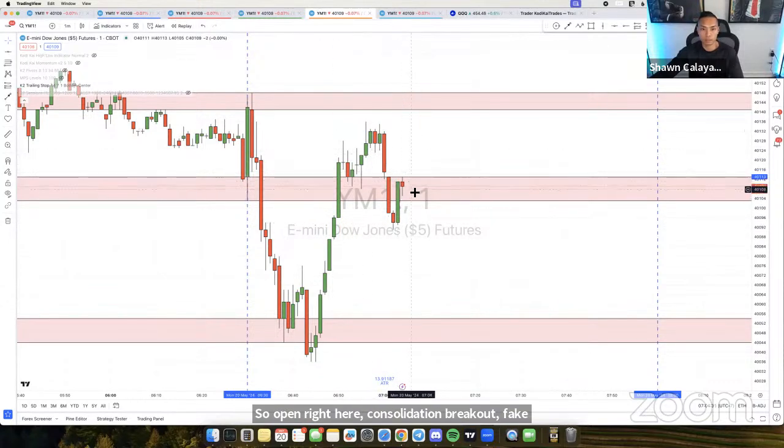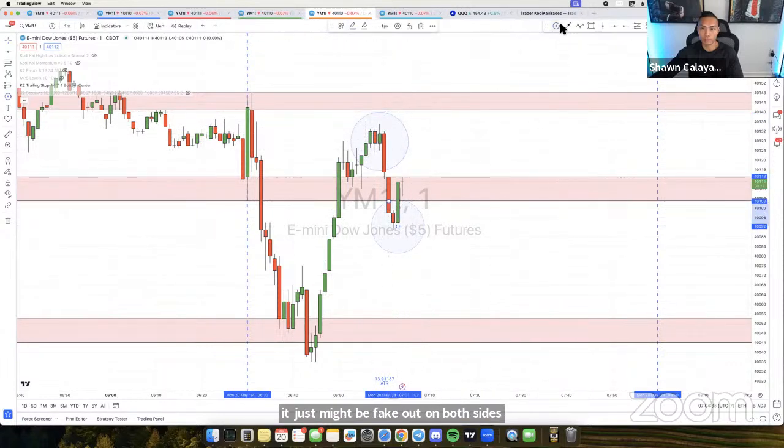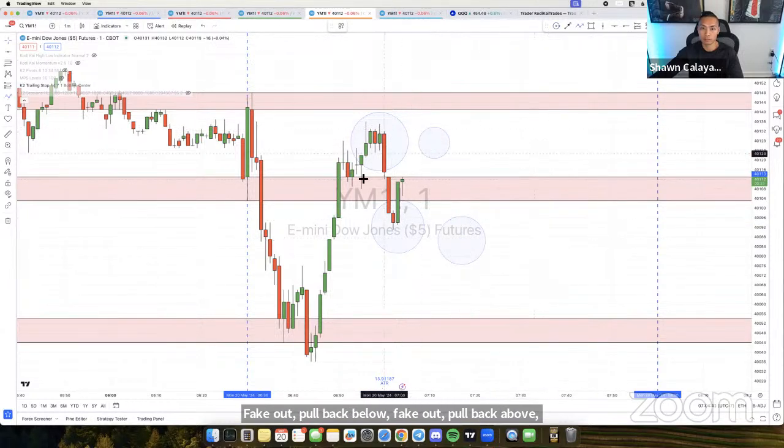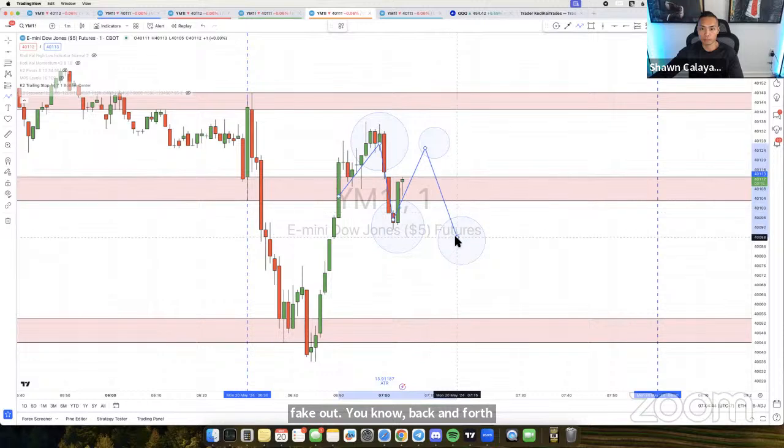I mean, this whole area here is still consolidating, so it just might be fake outs on both sides. Fake out, pull back below, fake out, pull back above, fake out, back and forth. So it goes through this area here.